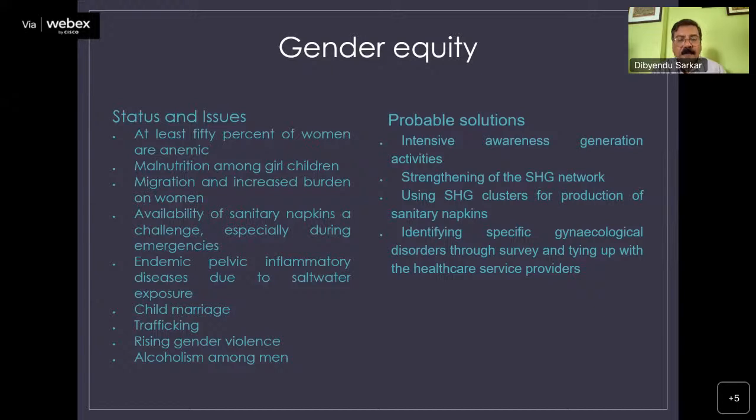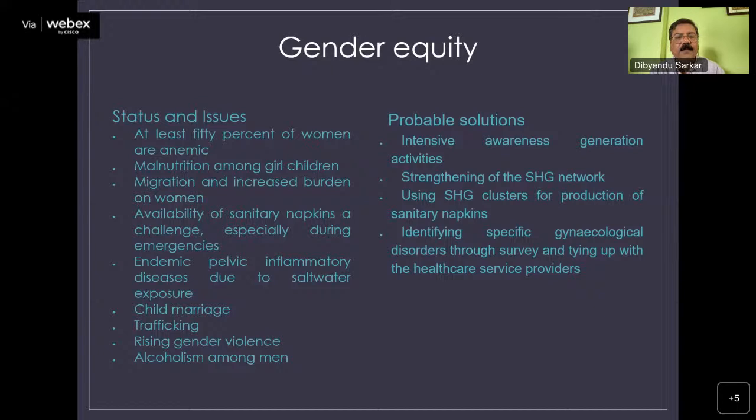And as I was also talking about earlier, pelvic inflammatory diseases and salt water exposure. Those who go for collecting fish seeds or the crabs, those crab catchers, fish seed collectors, even those who are collecting seeds of mangroves, they spend hours together in this salt water. And often it has been seen that they have several gynecological complications.